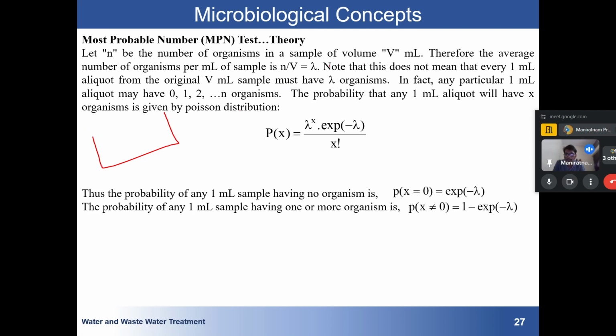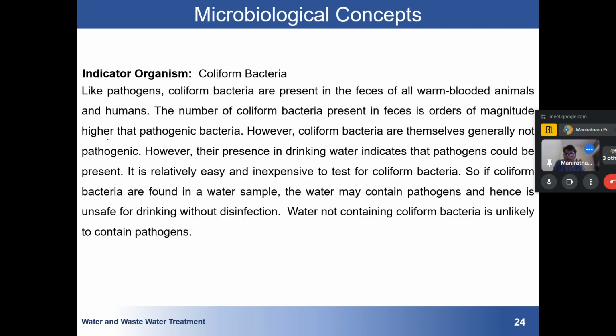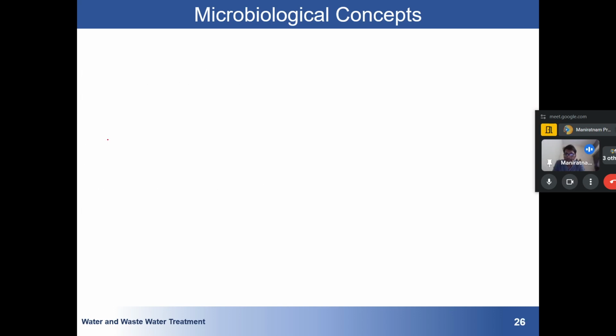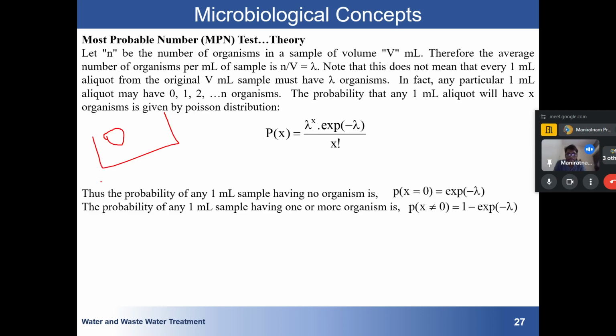So the lambda will be given by n by v. But now suppose you have taken 1 ml of sample from here. We have taken 1 ml of sample from everywhere. It might happen that not all the bacteria which were there come out. It might happen that zero bacteria have come, or one bacterium has come, or two bacteria have come.